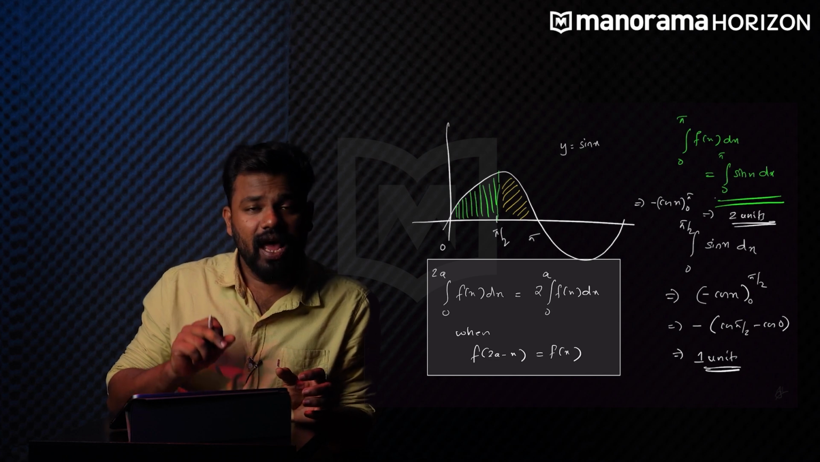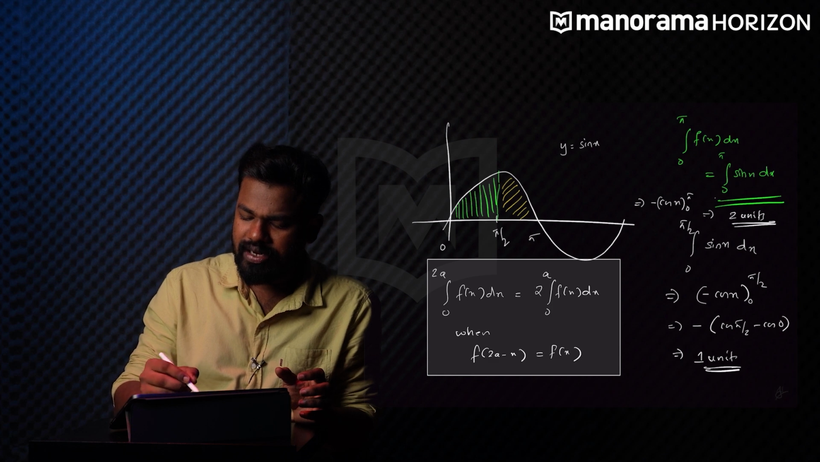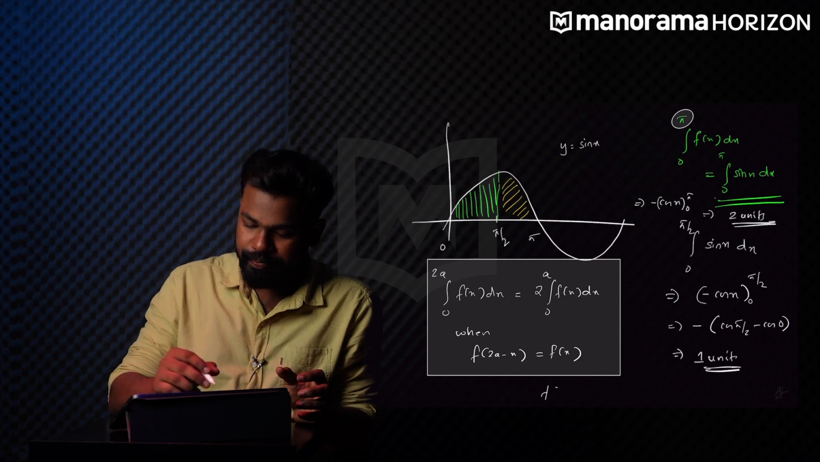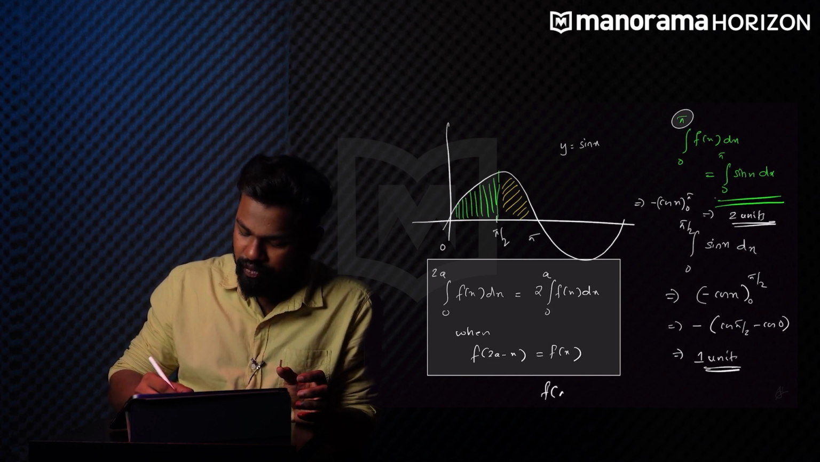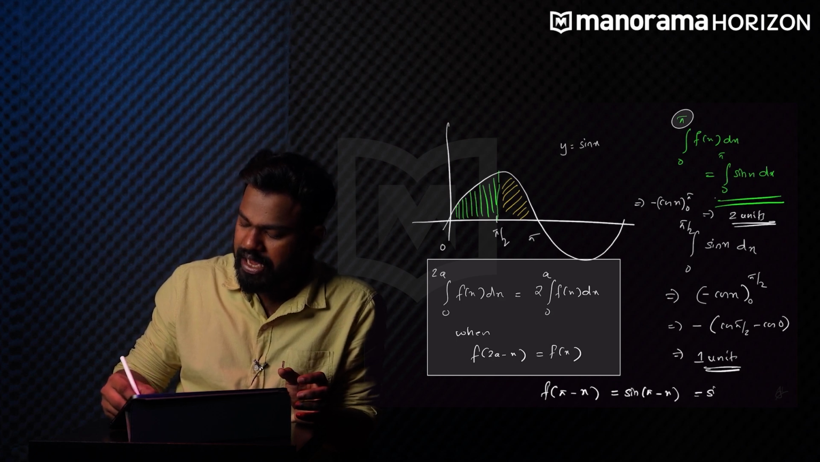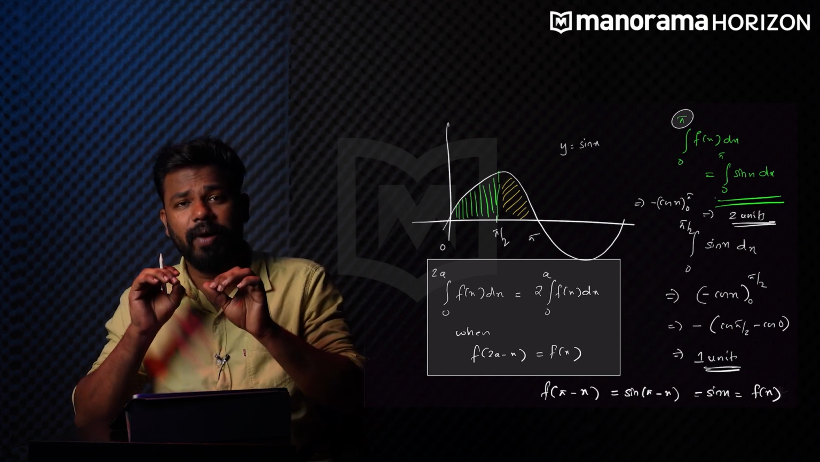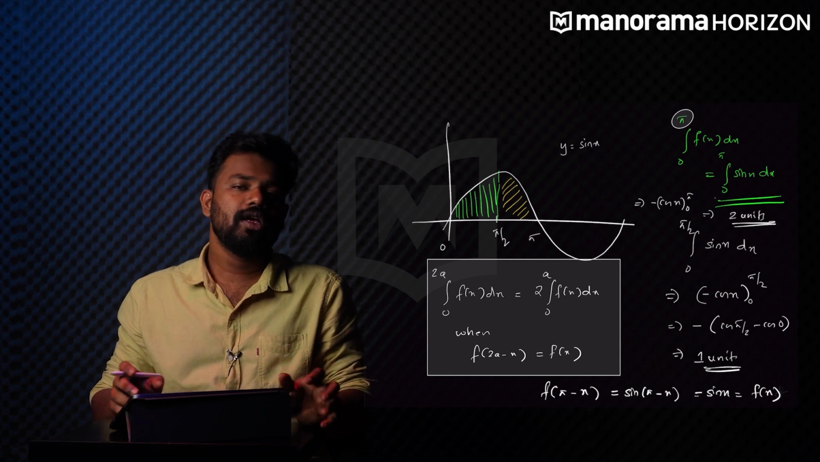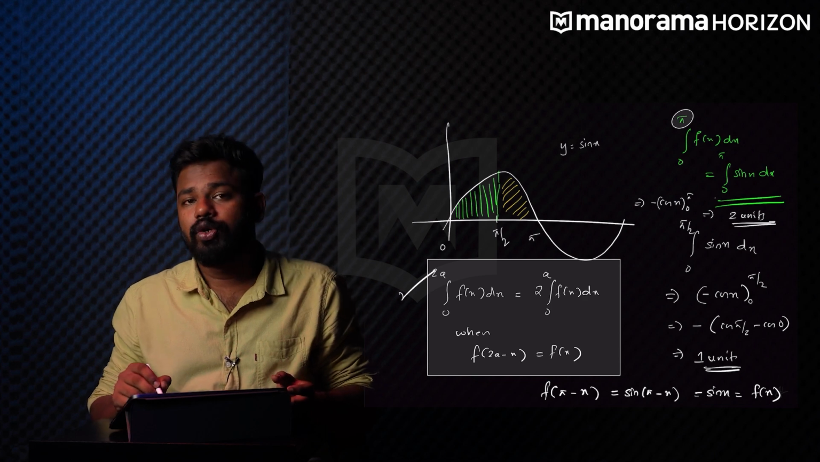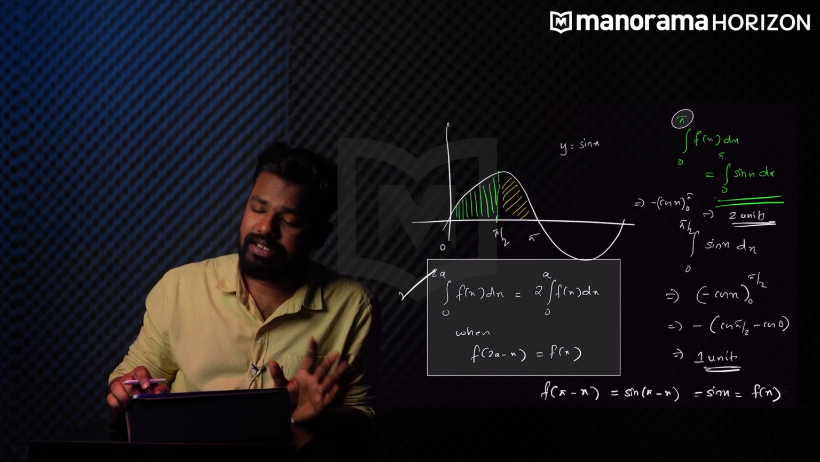Now, the condition has to be satisfied, that is, f of 2a minus x should be equal to f of x. Look at the condition here, with y is equal to sin x. Here 2a is pi. So f of 2a minus x, that is f of pi minus x, will be sin of pi minus x, which is the same as sin x, or f of x. So f of 2a minus x, or f of pi minus x, is definitely equal to f of x. So you can use this property: the integral from 0 to 2a of f of x dx is equal to 2 into the integral from 0 to a of f of x dx, a very important property.